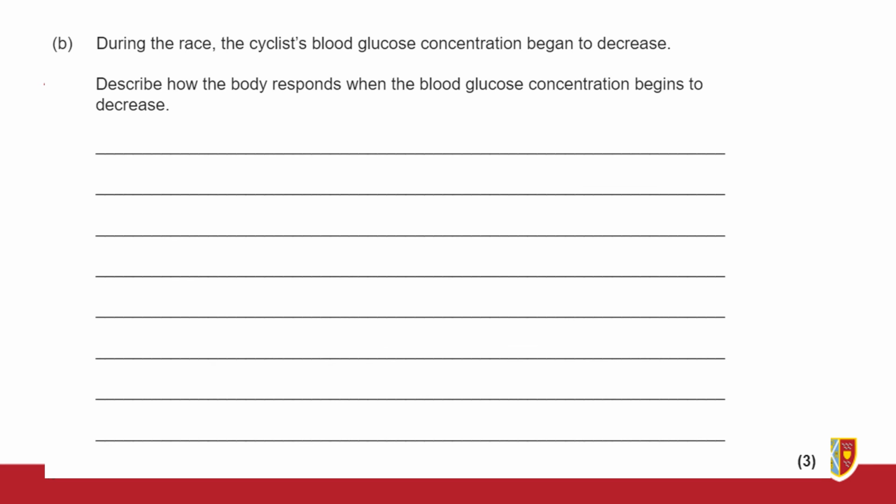So we've got this second question. The cyclist's blood glucose concentration begins to decrease. Describe how the body responds when the blood glucose concentration begins to decrease. We're looking at when it goes down. I'm going to give you some time if you pause the video here to answer that question, then I'm going to go through some answers on the next slide.